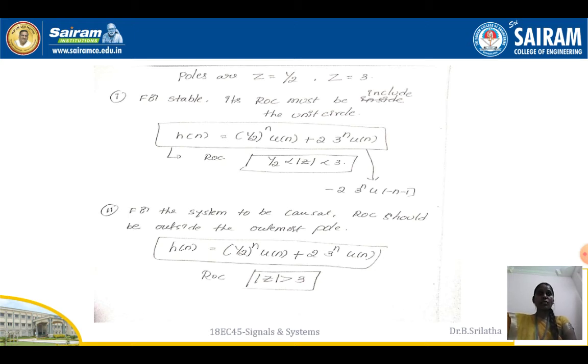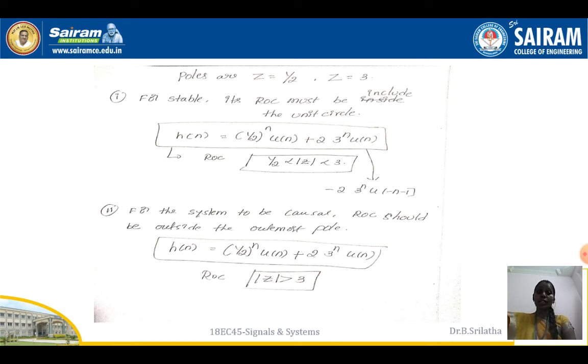What did they ask? They asked us to write for the stable condition. What is the condition for stability? If the system is stable, the ROC must include the unit circle. That means the ROC should be in between 1/2 and 3. So for the stable system, h(n) = (1/2)^n u(n) + 2(3)^n u(n), with the ROC less than 3 and greater than 1/2, including the unit circle.